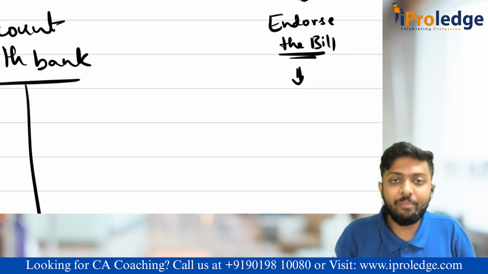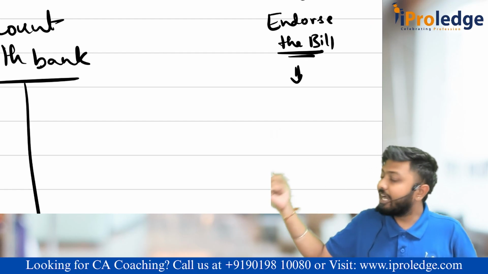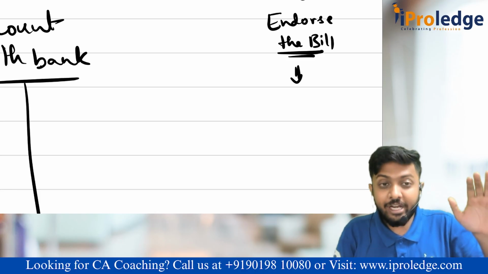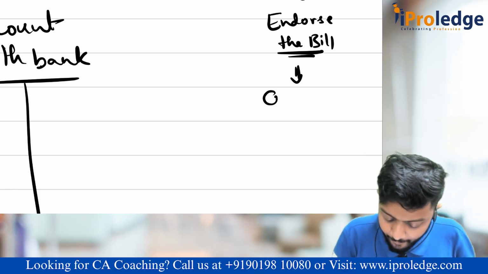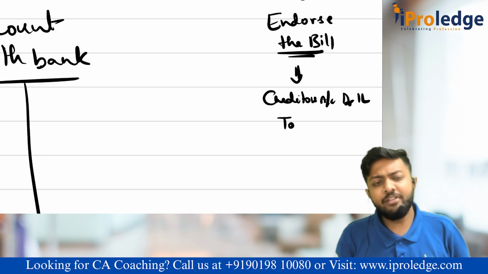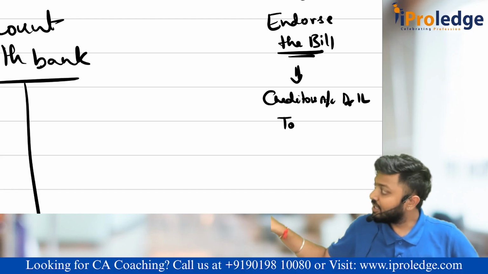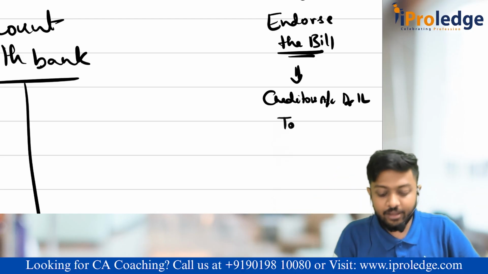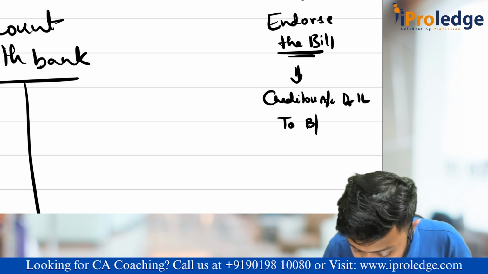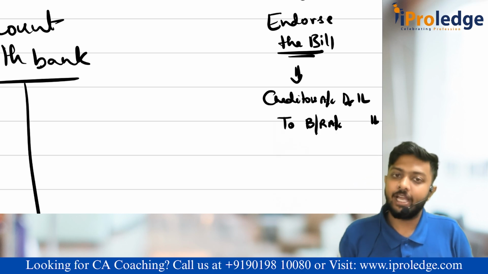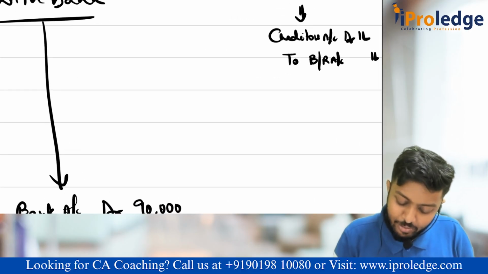Now, if I endorse the bill, what is happening? I'm giving it to my creditor, so my creditor is decreasing. Liability decreasing, debit. So, creditors account debit, 1 lakh. What else is happening? My bills receivable is also decreasing. Bills receivable was an asset. Asset decreasing, credit. So, BR account credit, 1 lakh. Clear?